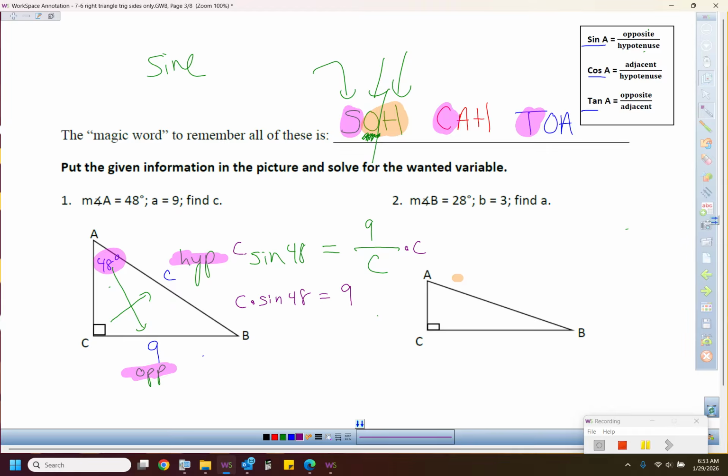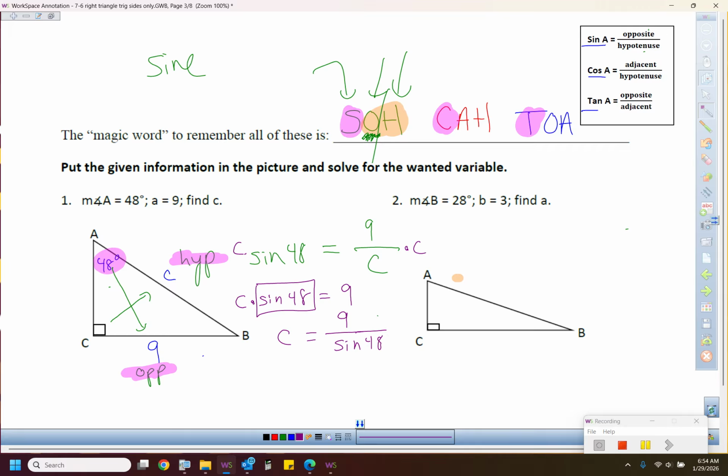And then as weird as this looks, at first we just need to get rid of this times sine of 48. You just got to realize it's not a 48. It's the sine of 48. So how do you get rid of a times sine of 48? You divide both sides by the sine of 48. And that, my friends, is what's called the exact answer to this.